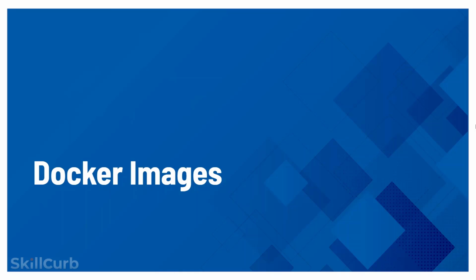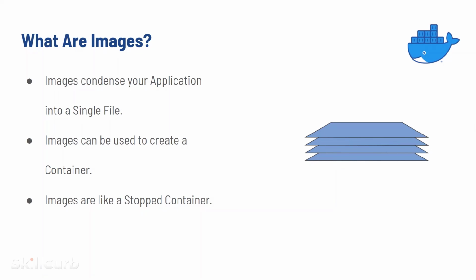Today, we are going to be discussing what Docker images are, how they are created, and how they are used to create Docker containers. Let's get started. You can think of an image like a container template or a stopped container. They are used to contain your application in an easily portable manner. Once you have an image ready, you can run it and it will deploy as a Docker container.